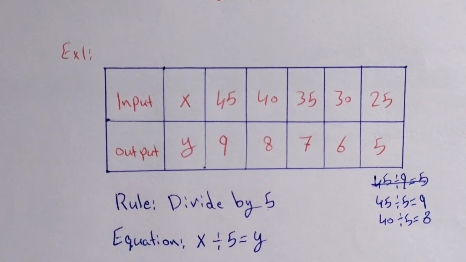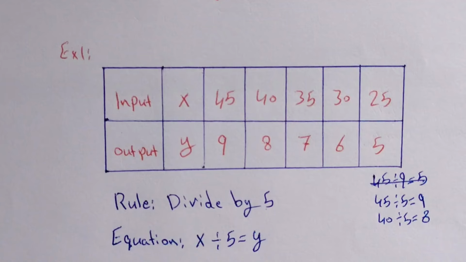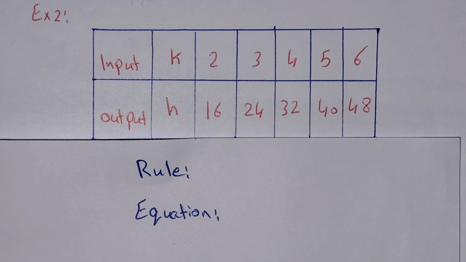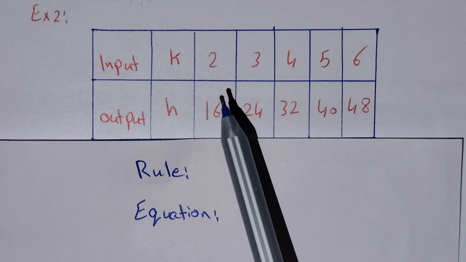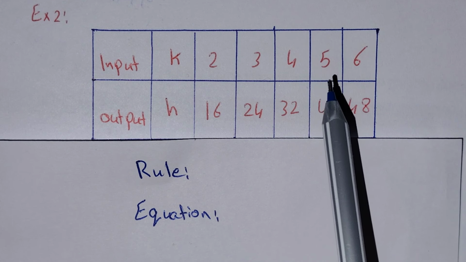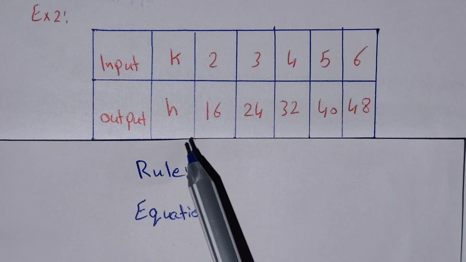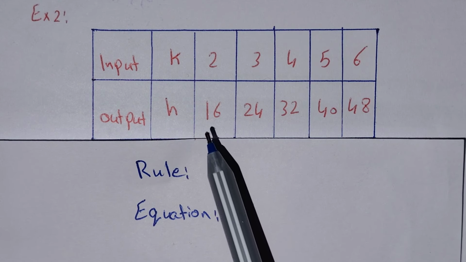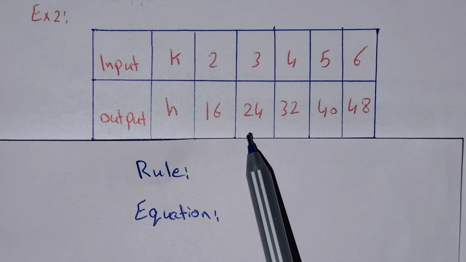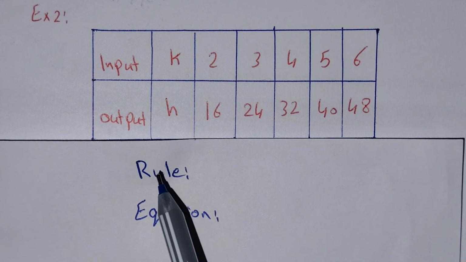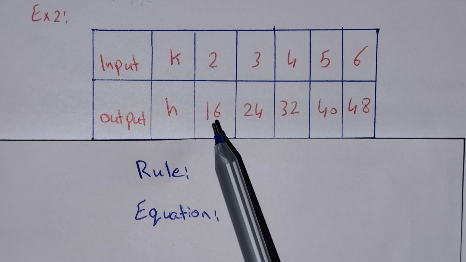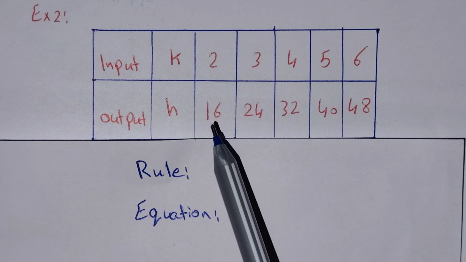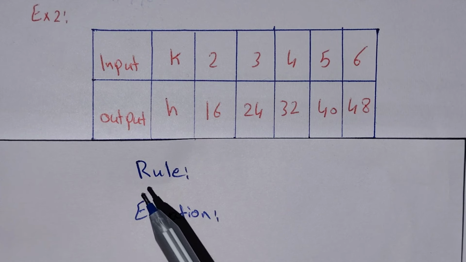Then we come to the next example, the second example. Okay, now in example 2, we have input, which is the variable k, and the numbers are 2, 3, 4, 5, and 6. Then for the output, the variable is h, and the numbers are 16, 24, 32, 40, 48. Now remember, we said if the input was greater than the output, then it should be division. But since the input is less than the output here, the rule should be multiplication.